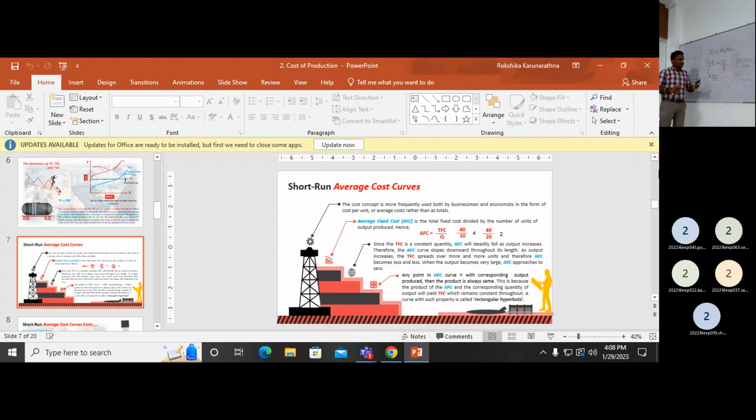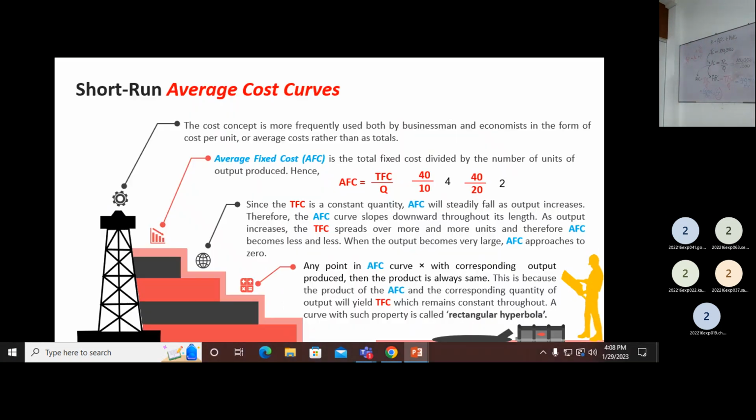Clear? Some very simple things. So accordingly, we could say average cost is equal to your average fixed cost plus average variable cost. Understood? Okay, so here it says average fixed cost is the total fixed cost simply divided by the quantity.